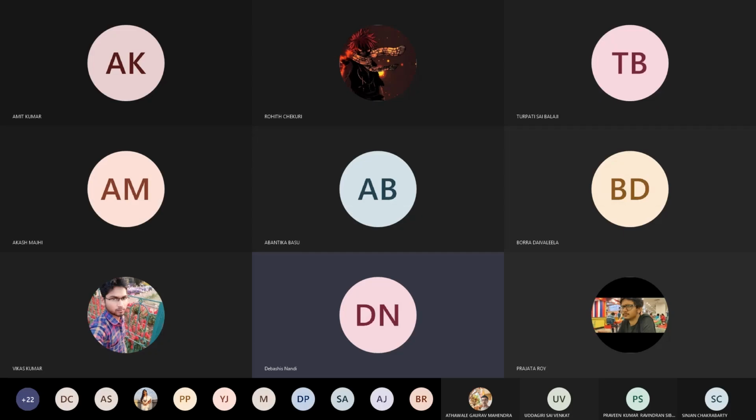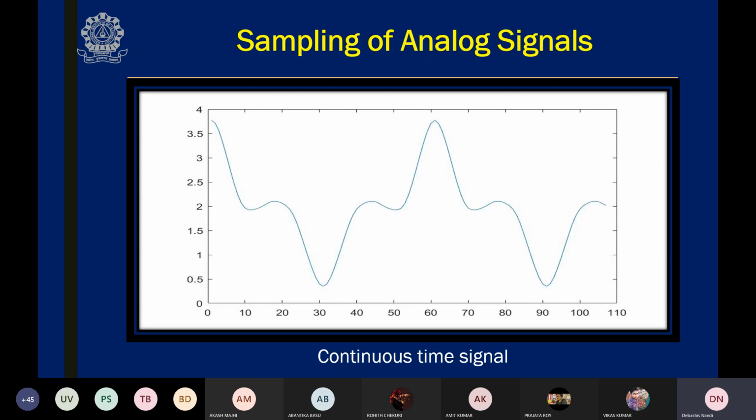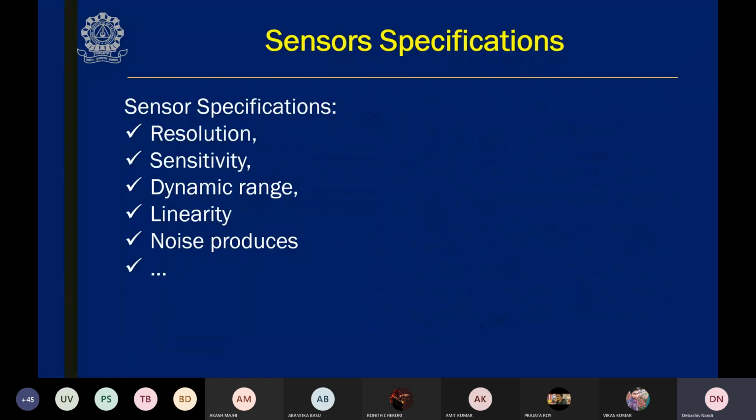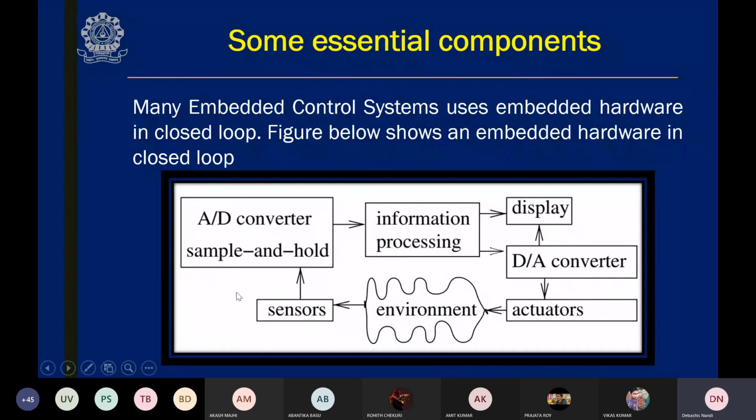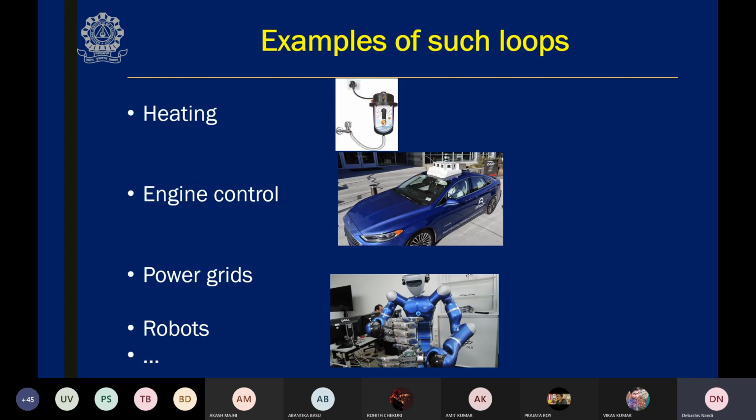We will discuss the sampling of analog signals. In our last part, we told you that this is the block diagram. The sensor output should be sent to the input of the sample and hold circuit, and the function of the sample and hold circuit is to sample the analog signal. Then it will be sent to the AD converter for converting the analog sample values to digital data format. Okay, so this sample and hold circuit is very important.